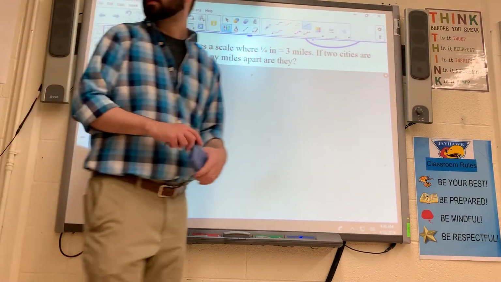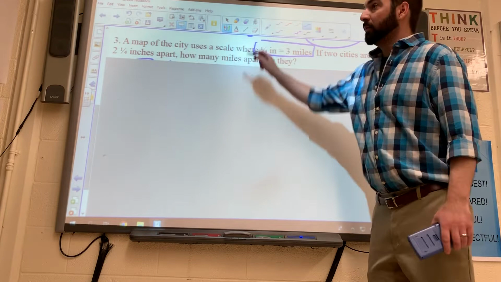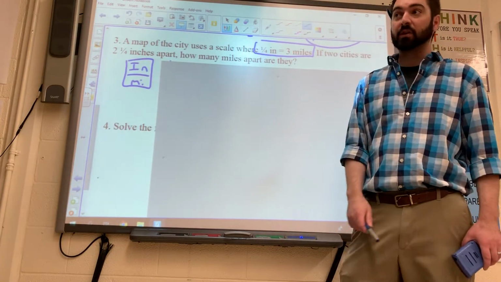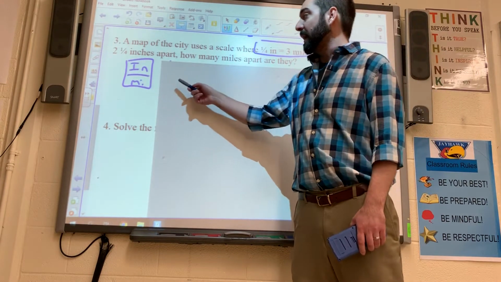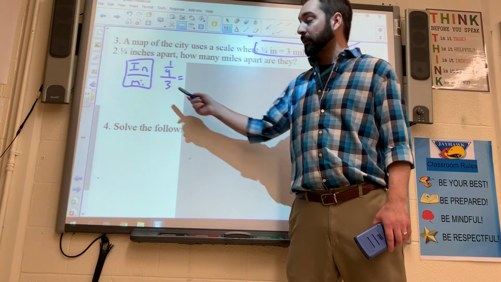Number 3, we have another ticket problem. This time, we're comparing inches to miles. So that would be our given ratio, our ticket. Inches over miles. Our given ratio, 1/4, is the same as 3, so 1/4 over 3.